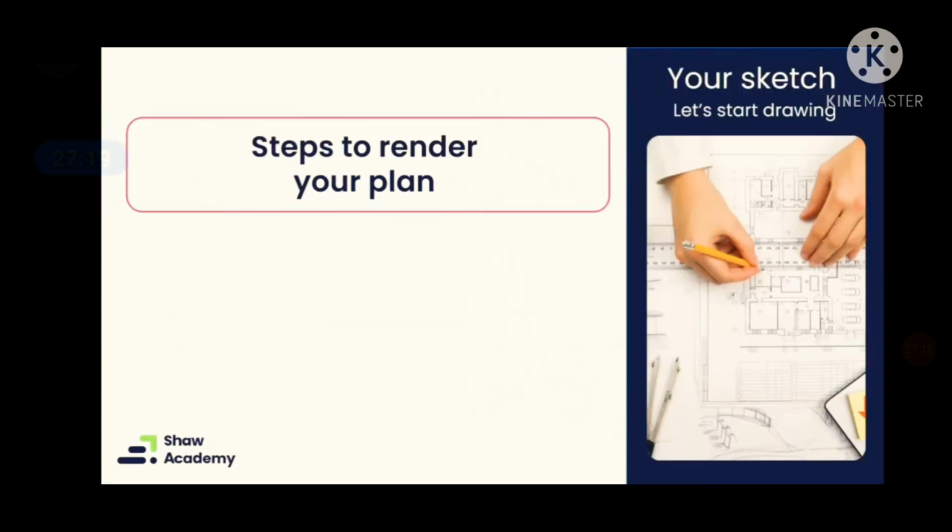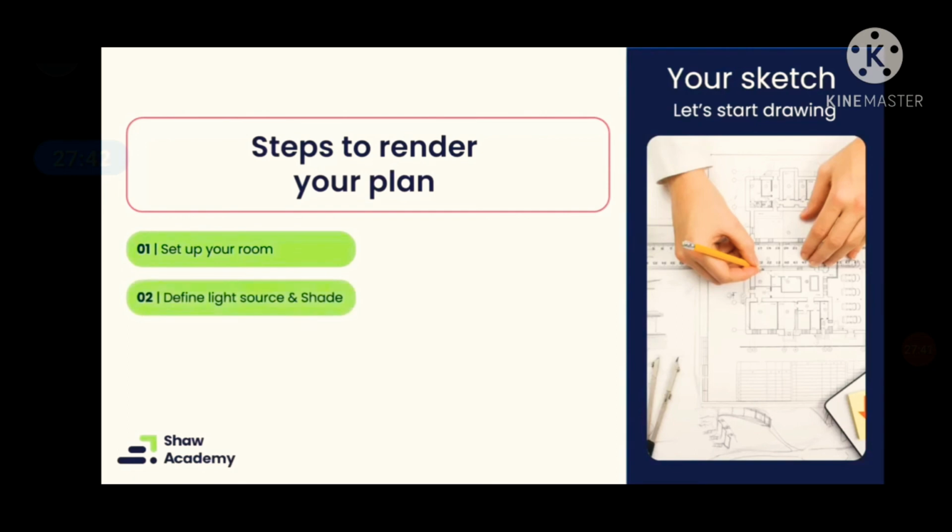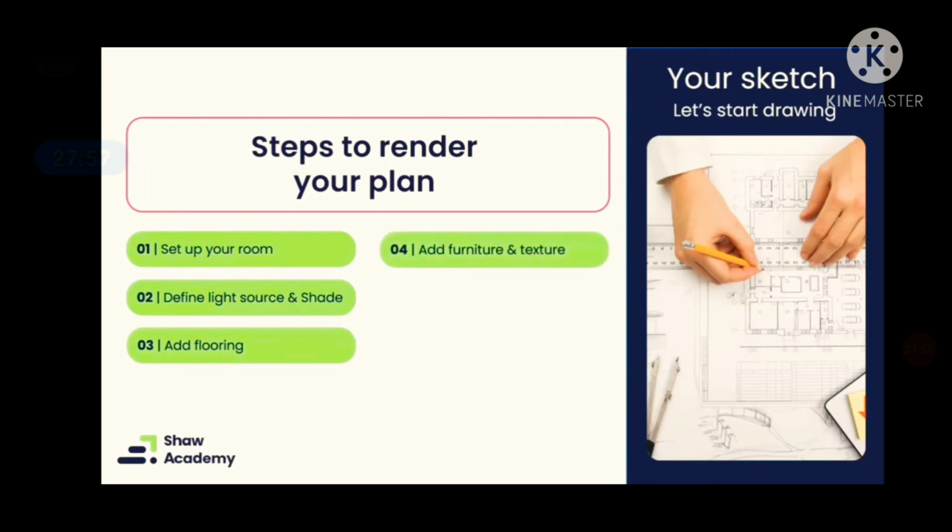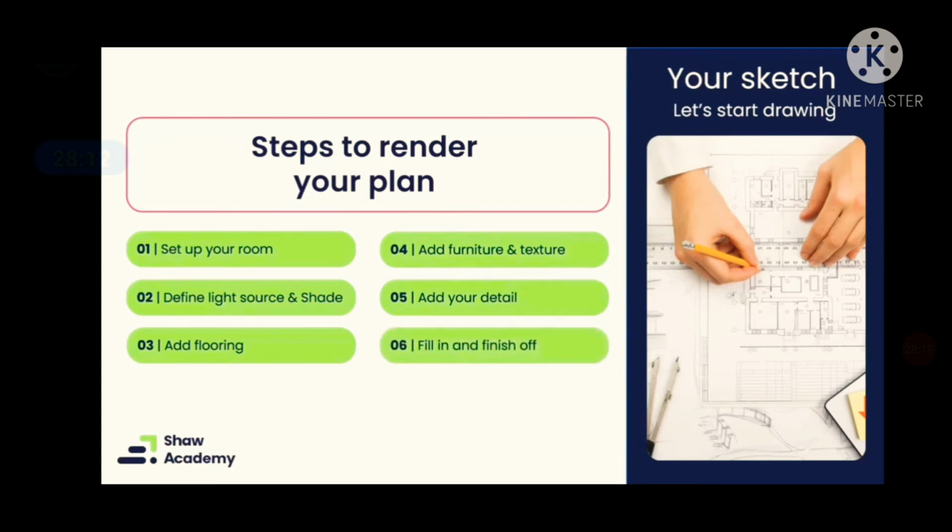Let's start off by looking at the steps we're going to cover as we start to render our floor plan. Remember, rendering means to bring your drawings to life. We do this by using realistic texture and color applied to our drawings. We start at step 1, set up your room. Next, step 2 is defining a light source and shadow. Step 3, we will add our flooring and any base level. Step 4, we will add texture and detail to furniture. Step 5 is generally adding detail to the drawing. And step 6 will be filling in and finishing off our drawings.